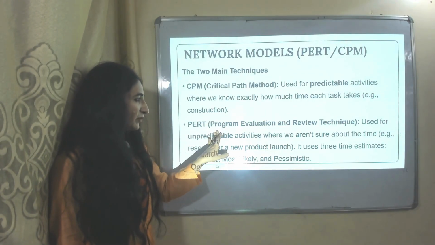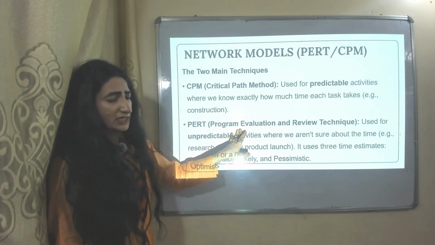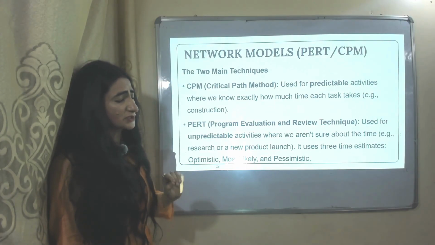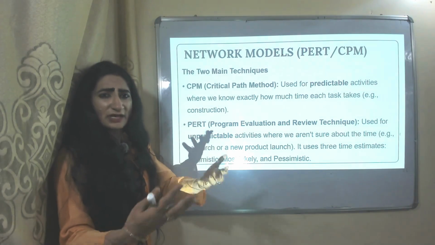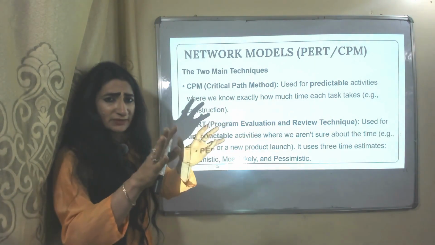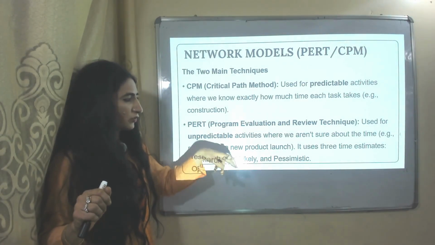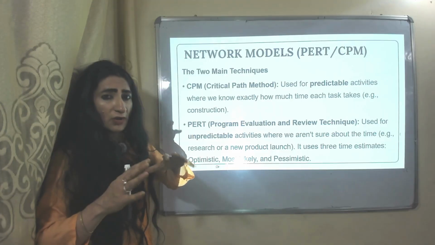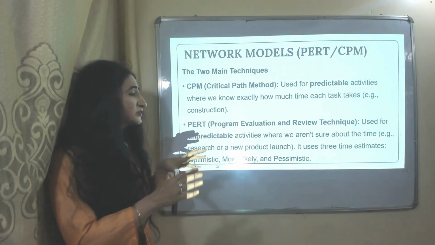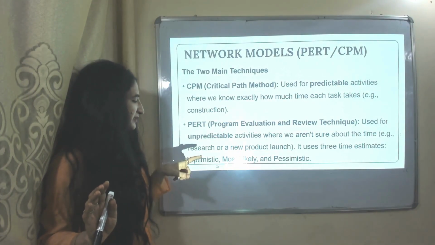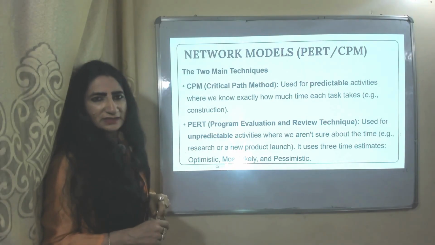PERT stands for Program Evaluation and Review Technique, and we use PERT when activities are unpredictable. That means you don't know how much time is required. You are not sure how much time is exactly required. For example, in case of research or when you are going to launch a new product, you don't know exactly how much time is required. So in this case, you can use PERT. It uses 3-time estimates: optimistic, most likely and pessimistic.